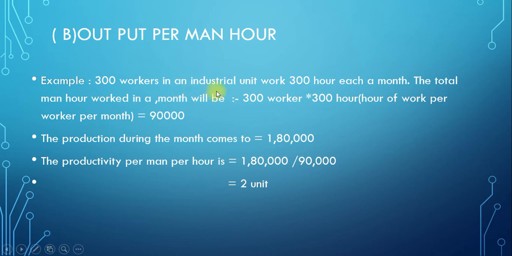300 workers in an industrial unit work 300 hours each a month. The total man hours of work in a month will be 300 workers times 300 work hours per worker per month, so we multiply 300 workers into 300 hours and get 90,000. The production during the month comes to 1,80,000 and the productivity per man hour is 1,80,000 divided by 90,000, so we get 2 units of output per man hour.